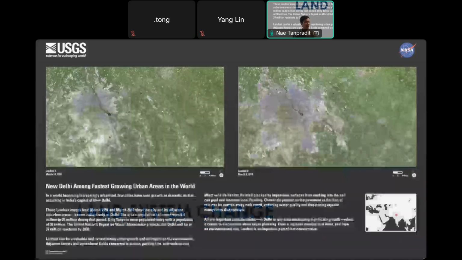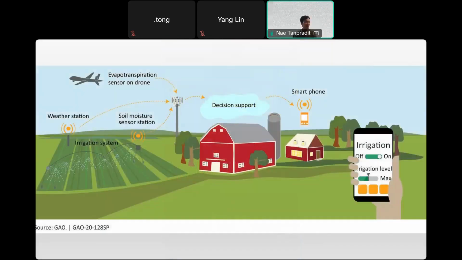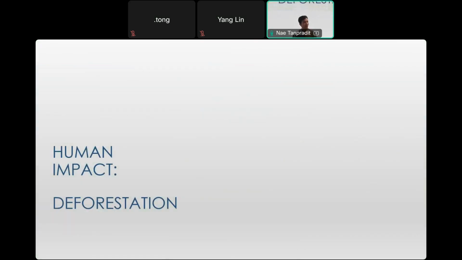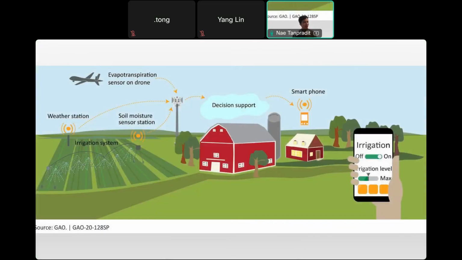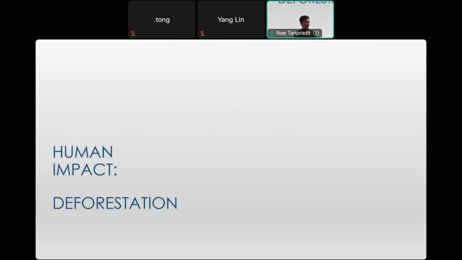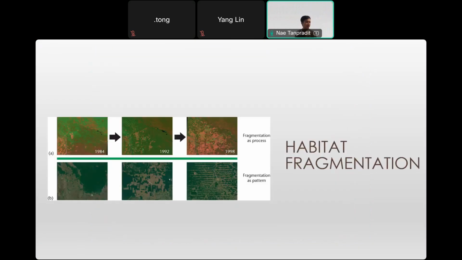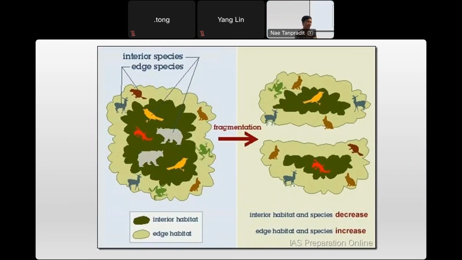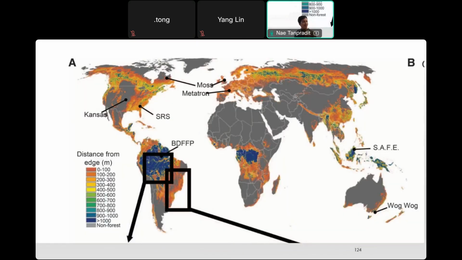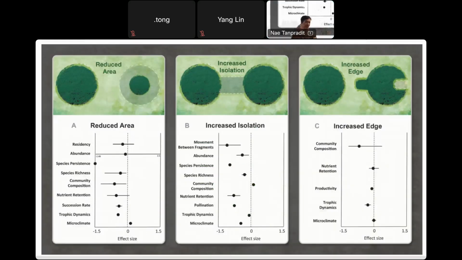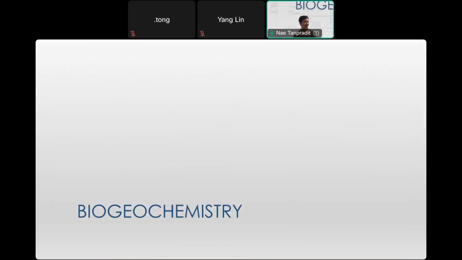Land system change. We have talked about this in the class of Dr. Ratanawat, right? About deforestation and habitat fragmentation. About the edge effect and the interior effect, right? It affects many things. It's interrelated. Good. And here, biogeochemistry.